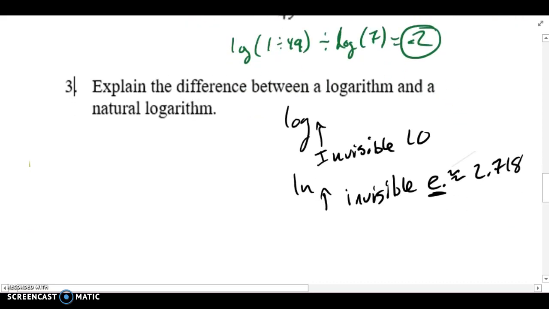So that's the main detail, but there's a lot of things you can talk about with logarithms, like logarithms find powers. Logarithms are the opposite of a base. There's a lot of different things you can write here that still give you credit, but just make sure you understand these logarithms. Natural log is an e, and invisible 10 for a normal log.